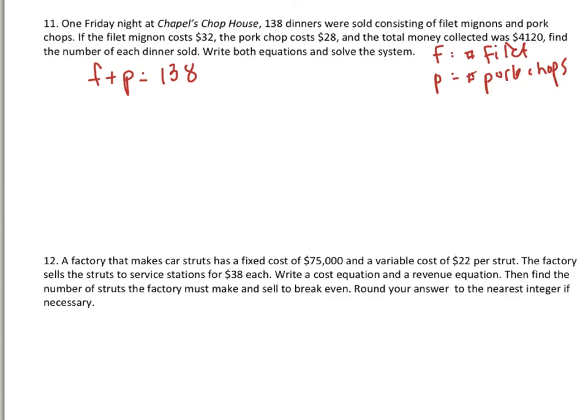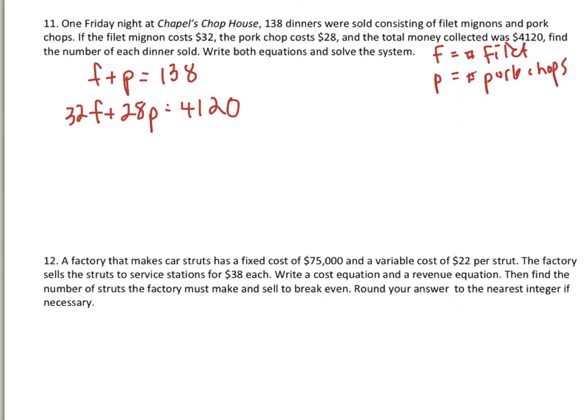Some of them are a little bit tricky, but this is one where you can follow that rule. So now I've got a money equation. Every fillet that I sell costs $32, and every pork chop dinner I sell costs $28. So you've got $32 times the number of fillet dinners sold plus $28 times the number of pork chop dinners sold, and the total amount of money you took in was $4,120. So there's your money equation. Like I said, keep the money with the money.